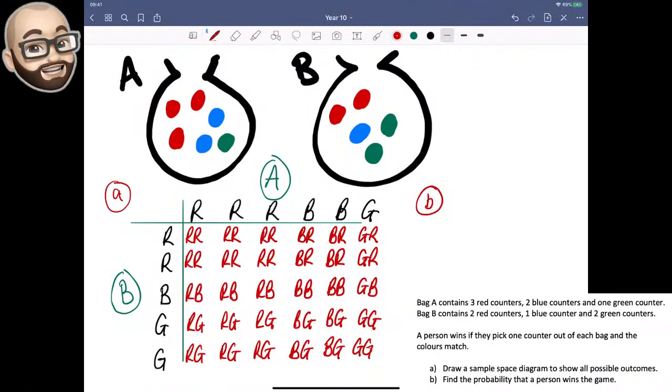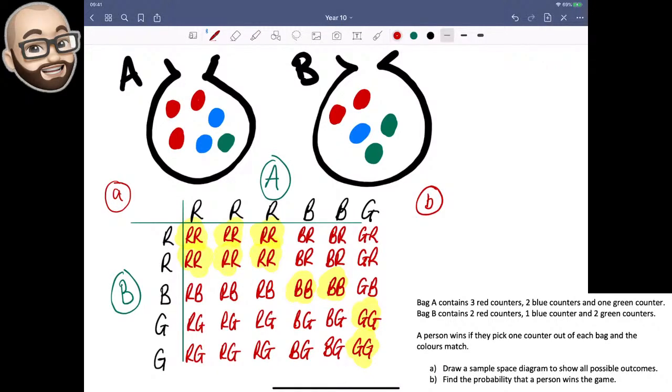So part B says, what is the probability that we win the game? In order to win the game, we need to get the same color twice. So red, red is a good one. Red, red, red, red. There's another red, red, red, red. Next line, blue, blues are fine, same color. And then we want green, green, and green, green.